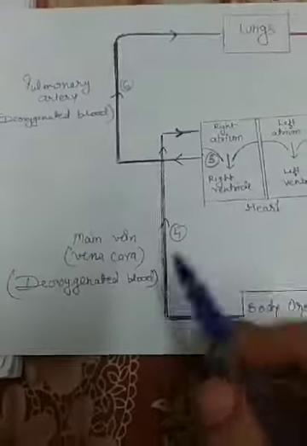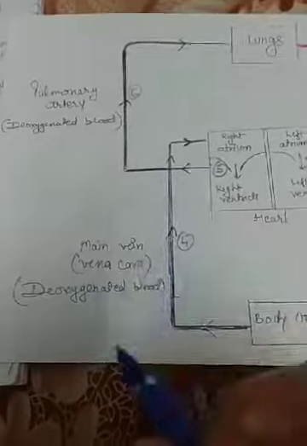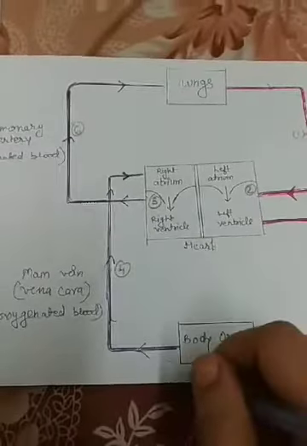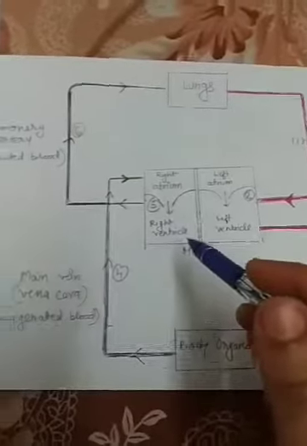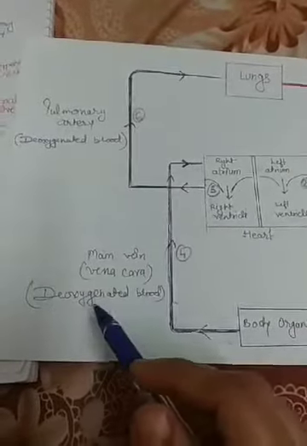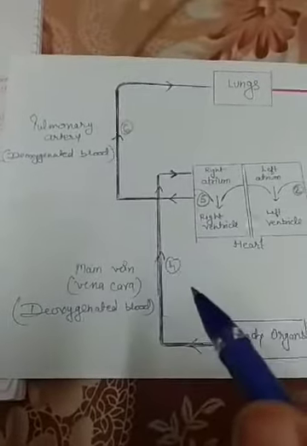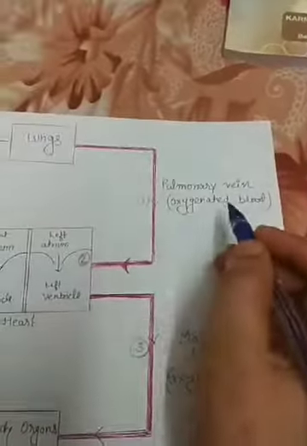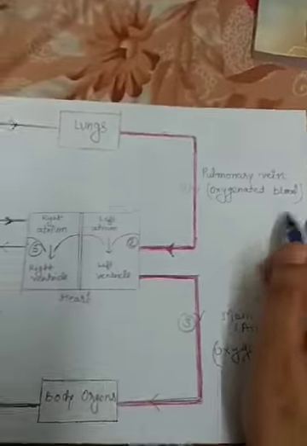Similarly, veins carry deoxygenated blood from body organs to the heart, except the pulmonary vein. Pulmonary veins carry oxygenated blood. Clear?